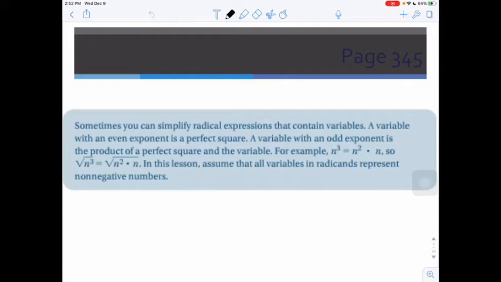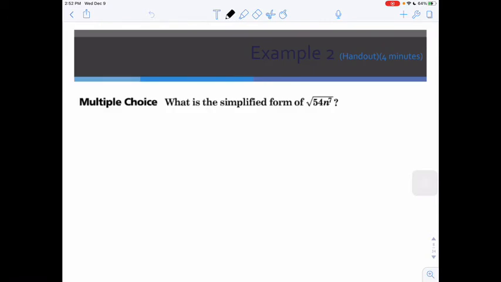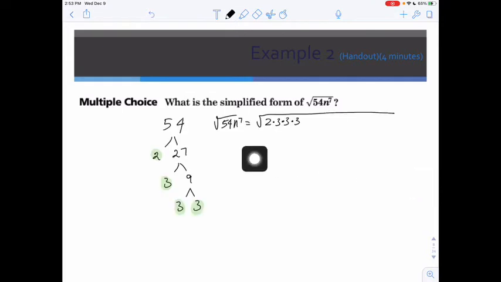In this lesson, assume that all variables in the radicands represent non-negative numbers. Example 2 says, what is the simplified form of the square root of 54n to the 7th? Anytime you have a number under a radical, you're going to use the factor tree to find the prime factorization.